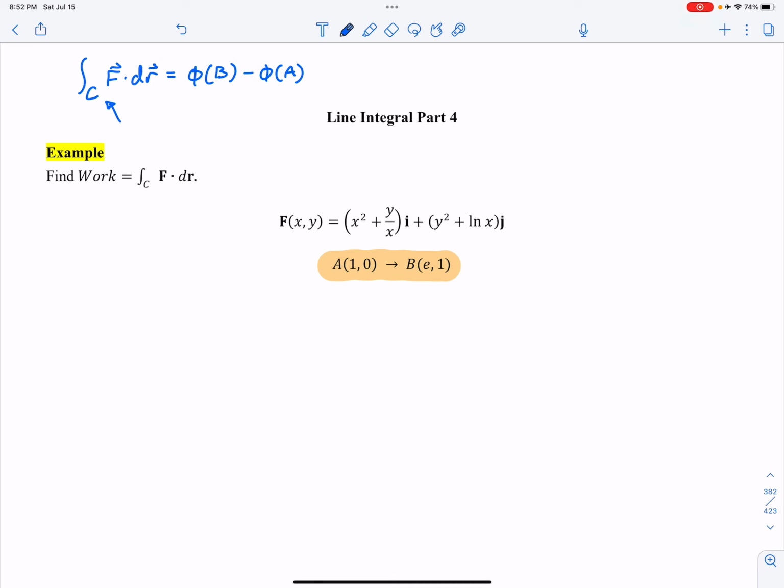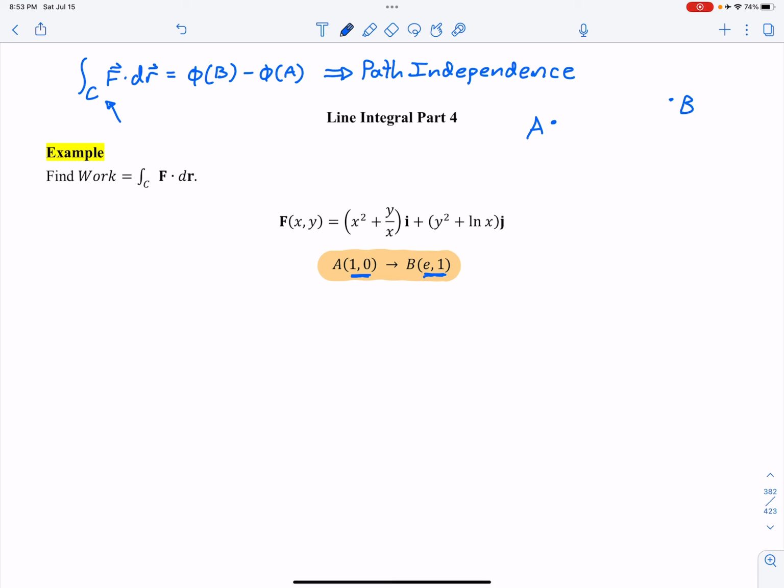B is usually some point, right? B would be like this, e, 1 plugging into phi, and 1, 0 would be plugging it in. So what this implies is that we have something called path independence. We could take any path from point A to point B.